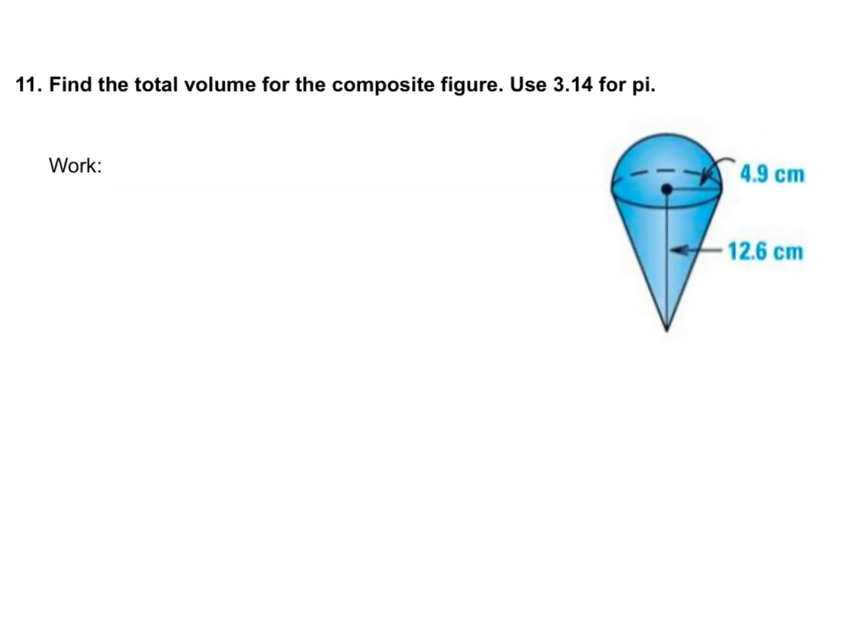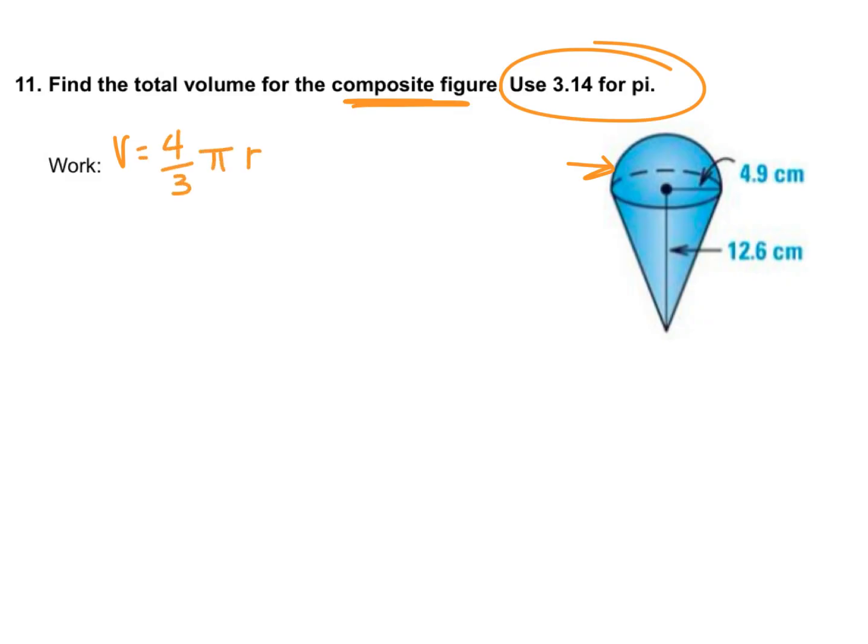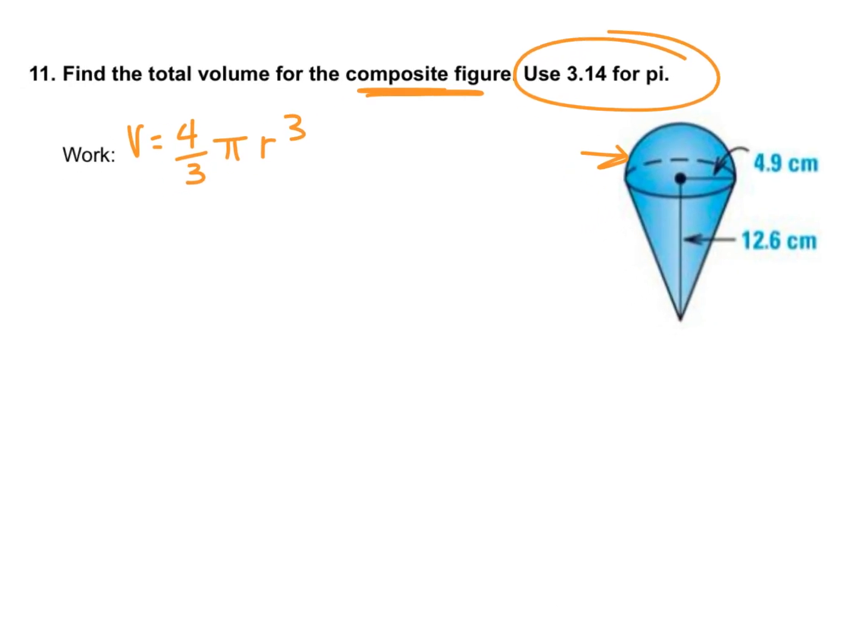Okay, composite figures. So here you just have to really analyze the shape and see what we've got, and then add those volumes together. It does tell us to use 3.14 for pi, and of course we're going to show our work. So the first shape I see is a sphere. So I'm going to grab my formula sheet and write my formula down for a sphere. But now I'm looking at it and I realize it's a hemisphere, so I have to do all of that and then when I get that answer, I have to divide it by 2.